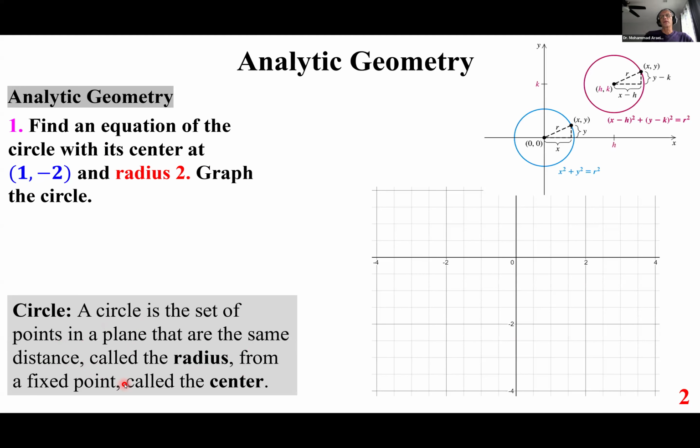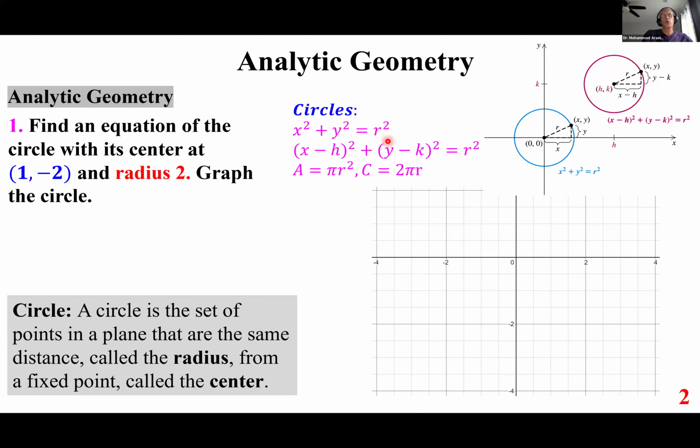So if it's centered at (0, 0) with the radius r, using the Pythagorean theorem gives rise to x squared plus y squared equals r squared. If it's centered anywhere except the origin, let's say (h, k), then it becomes (x minus h) quantity squared plus (y minus k) quantity squared equals r squared. And again, the proof comes from the Pythagorean theorem.